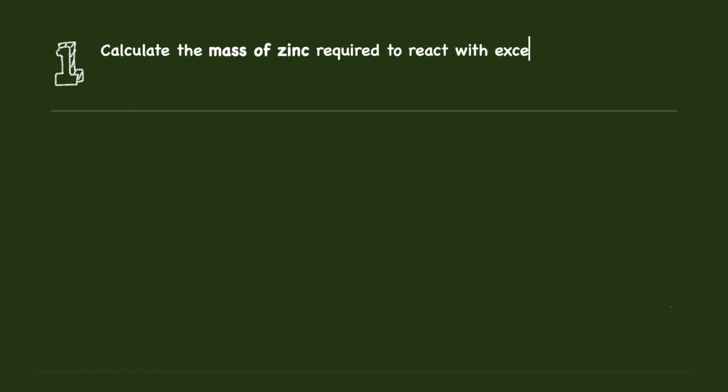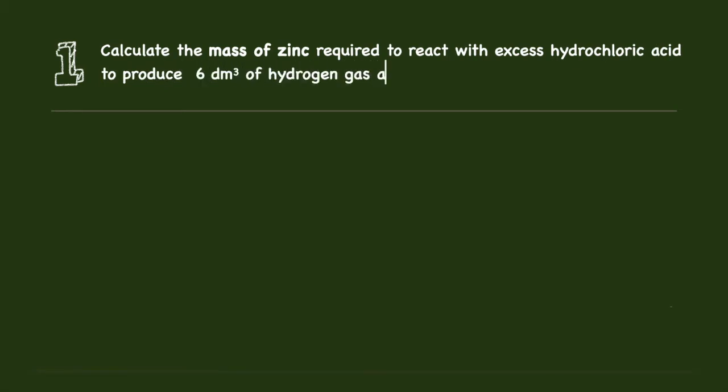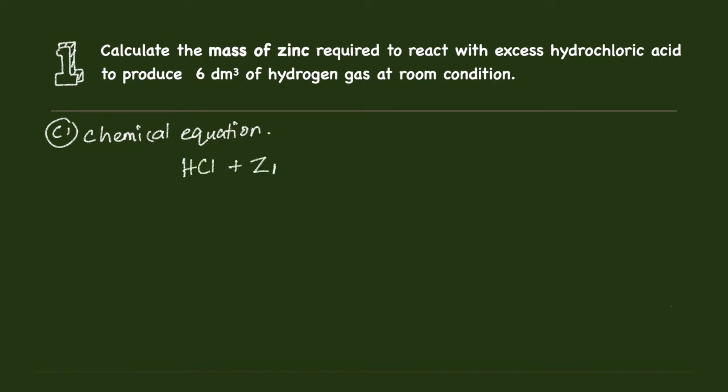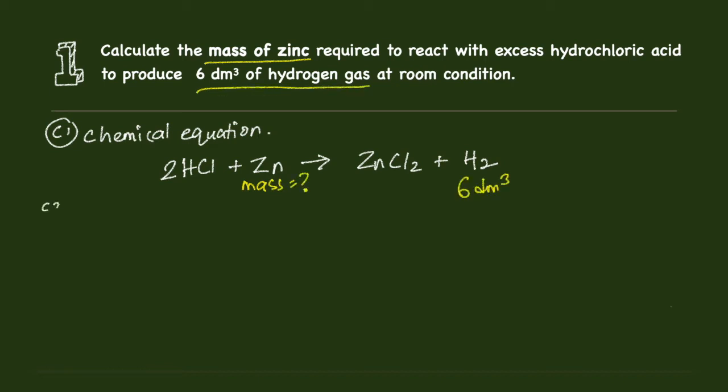Let's get started. Number 1. Calculate the mass of zinc required to react with excess hydrochloric acid to produce 6 decimeter cube of hydrogen gas at room condition. C1. Chemical equation. HCl plus Zn to form ZnCl2 and H2. Balance the equation. We have to find mass of zinc, and the information is 6 decimeter cube of hydrogen gas.